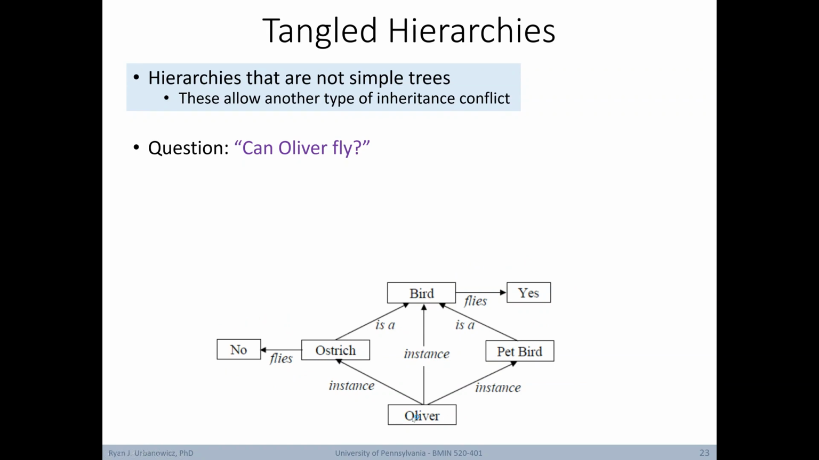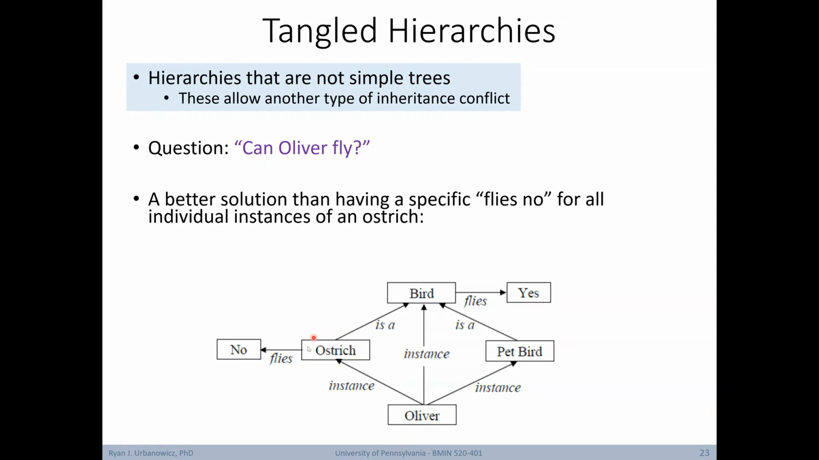One way to handle this is to give Oliver the property no flies. However, that means that every instance of ostrich has to also have the property no flies attached to it. So if there were other individuals other than Oliver that were ostriches, they'd each individually have to have flies no.